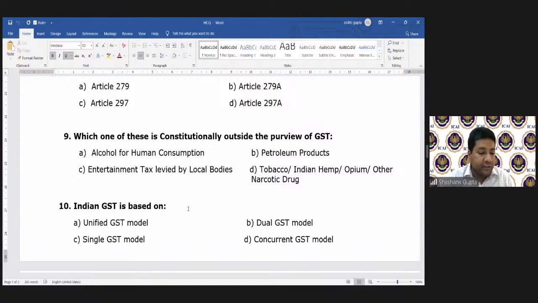Indian GST is based on, okay, 10B. Prashant is saying A, MS Vasant is saying A, Shamim is saying A, rest all are saying B. Friends, the correct answer is B, dual GST model. Why are you saying A? When did we discuss it as a unified GST model? Don't we have CGST and SGST separately? So it's a dual GST model, my dear friends. Okay.